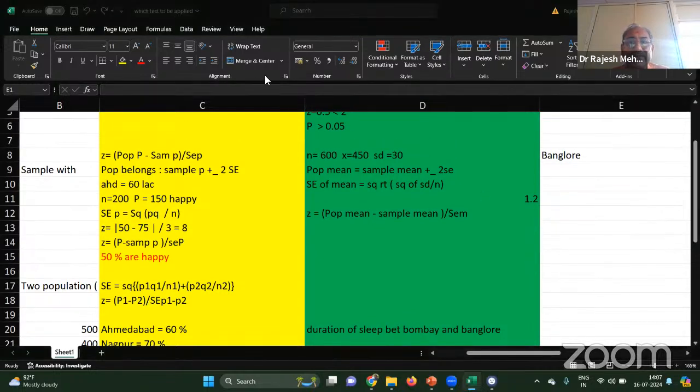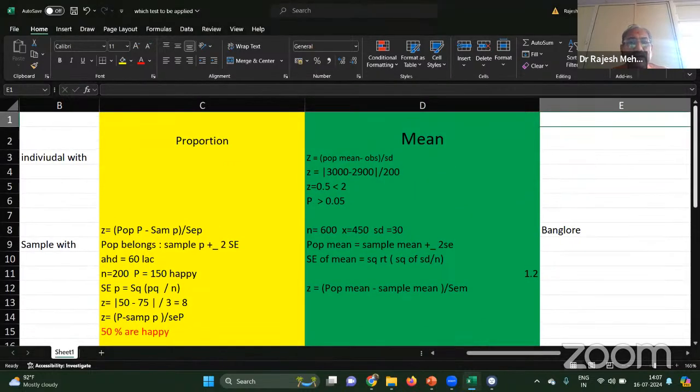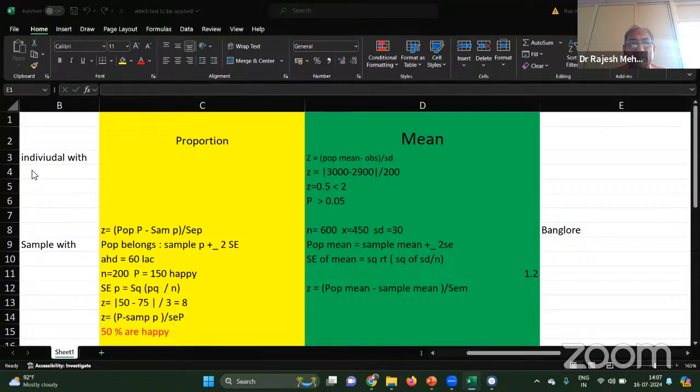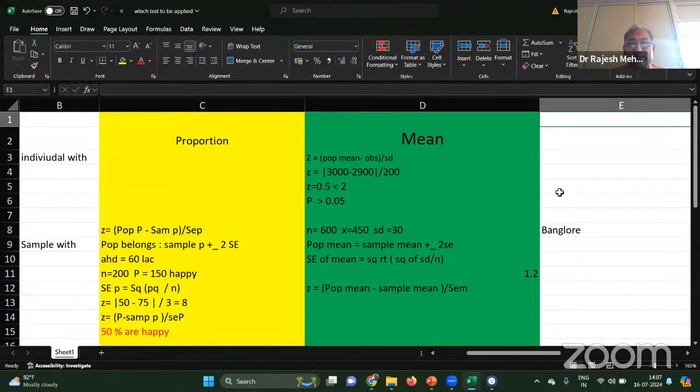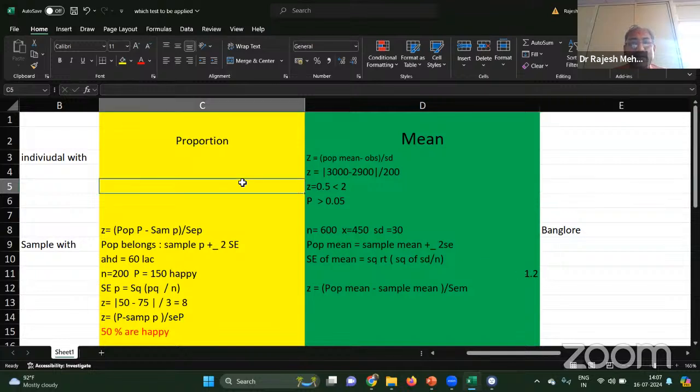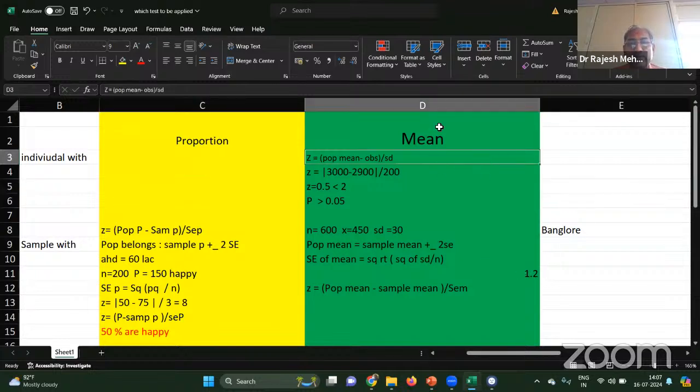Let me give this. You need to use this formula: Z is equal to population mean minus my observation, divided by standard deviation. So in this case, what is the answer? No answer? Write down something. Yes, let us try to use this formula.